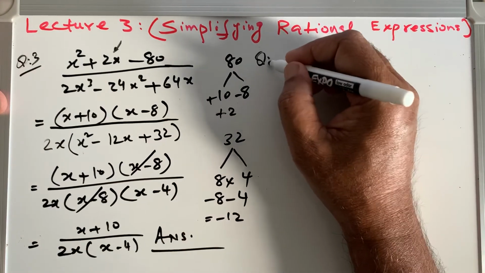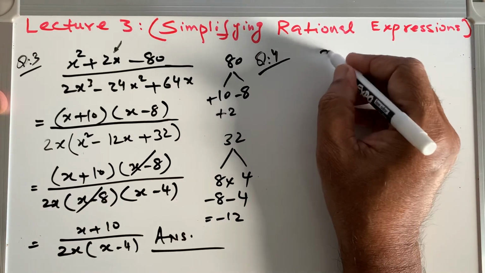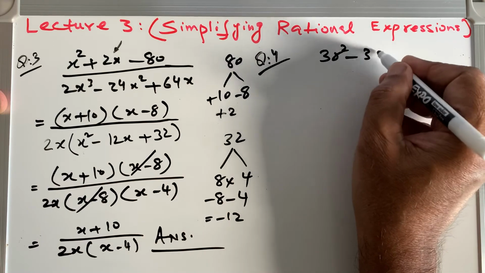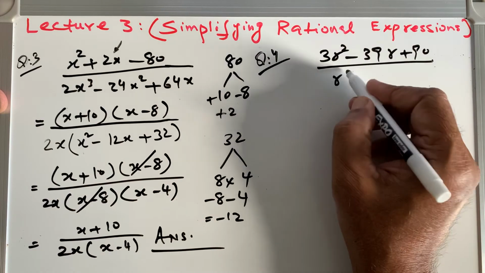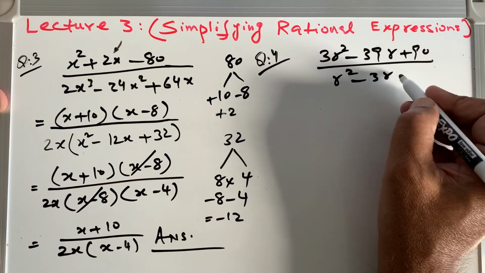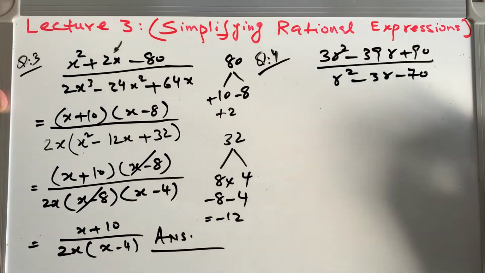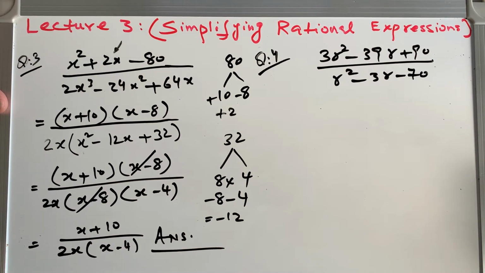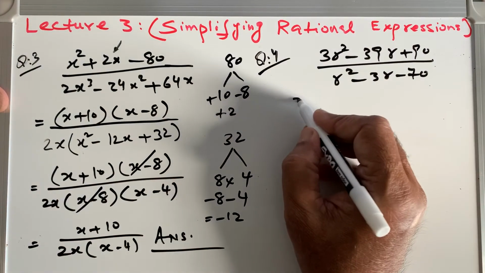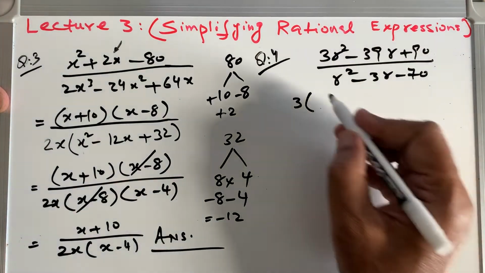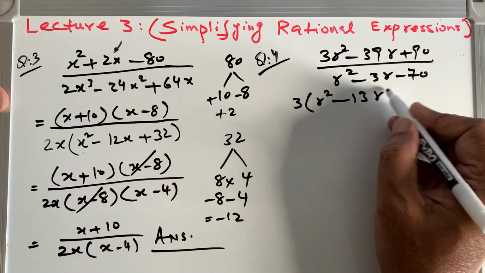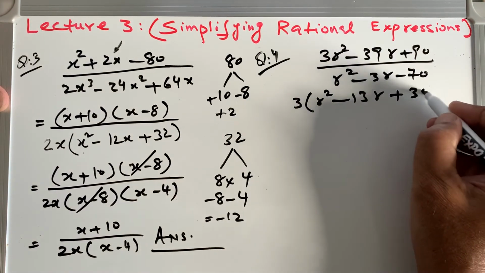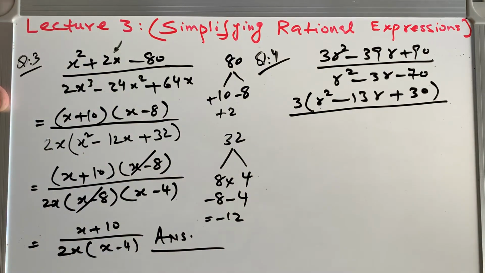So another question for practice, question number 4: 3r square minus 39r plus 90 divided by r square minus 3r minus 70. I can see on the numerator, I can take out something common, right? Because 3, 39 and 90 can give me 3 as common. So what is left inside is r square minus 13r, 3 times 13 is 39, and 3 times 30 is 90. So I take out 3 as common.